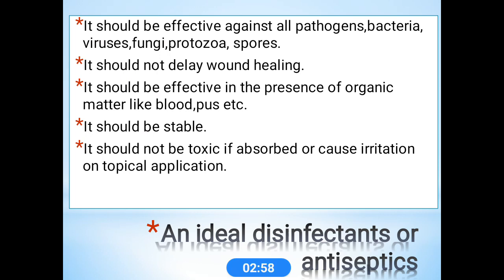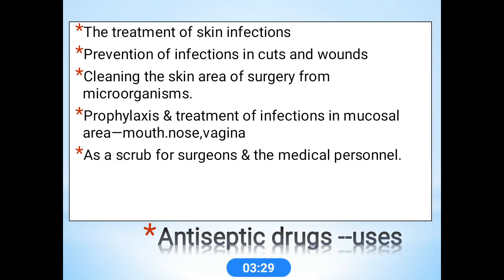What are the main criteria for an ideal antiseptic and disinfectant? It should be effective against all pathogens like bacteria, viruses, fungi, protozoa and spores. It should not delay wound healing. It should be effective in the presence of organic matter like blood and pus. It should be chemically stable. It should not be toxic if absorbed or cause irritation on topical application.